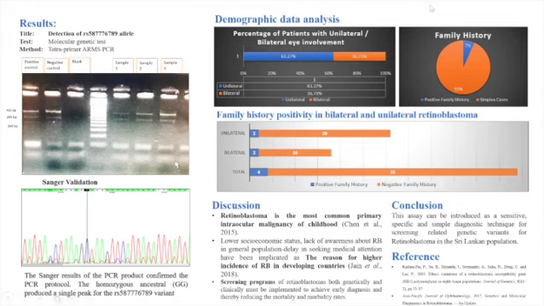The demographic data analysis is: 60% of the samples had unilateral condition, 40% of the samples had bilateral condition. When it comes to family history, 4 patients had positive family history, out of which 2 patients with unilateral and 2 patients with bilateral.